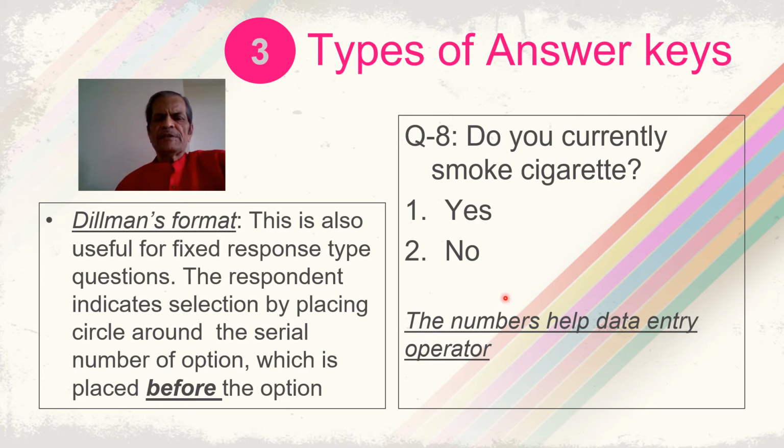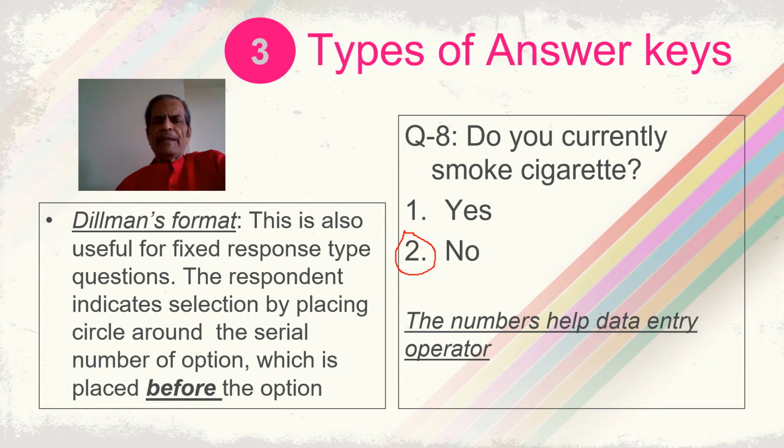And how does the respondent indicate the selection of the choice? He indicates the selection by making a circle against the appropriate option. So if, for this question, do you currently smoke the cigarette, the respondent's selection is no, then he doesn't encircle the word no, but the encirclement is made against the number 2. Here 1 and 2 are nothing but the numbers that help the data entry operator, and these are also called the codes for the response.